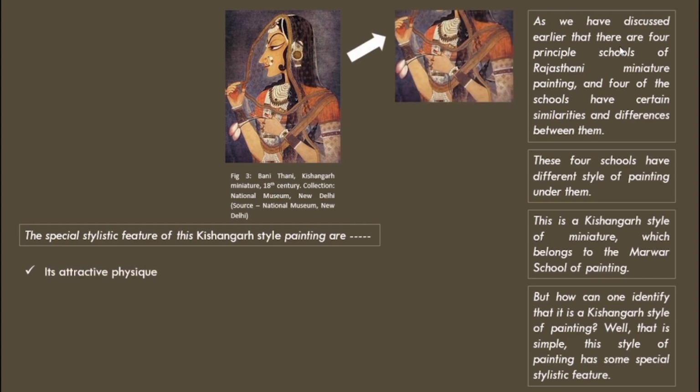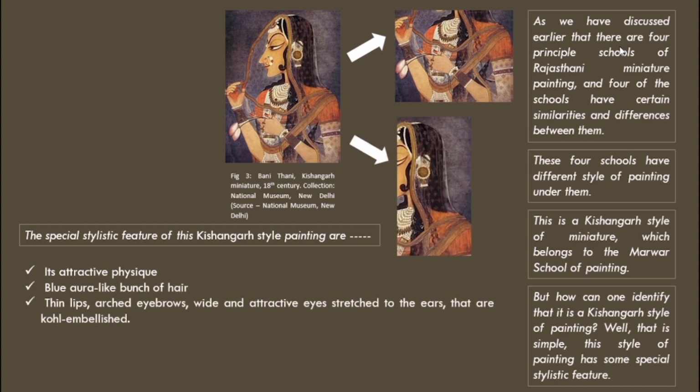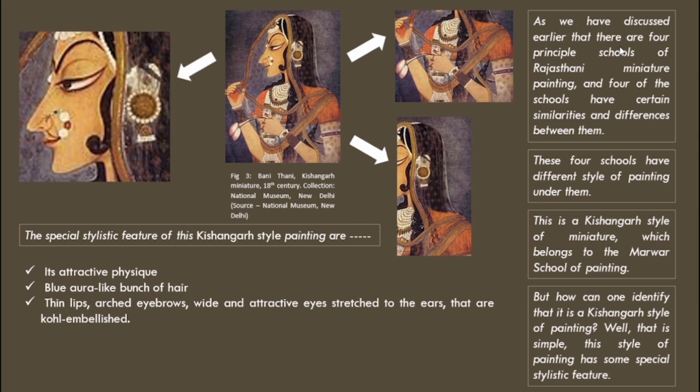If you look closely, you can see a little bit of a 3 dimension to the painting around its physique. Next is the blue aura-like bunch of hair. And the next is the face of the Bani Thani. Now you can see arched eyebrows, long elongated eyes, thin lips, a pointed nose, and a well embellished eye. Women in this style are always fair in complexion, and the Kishangarh school is always famous for Bani Thani paintings.